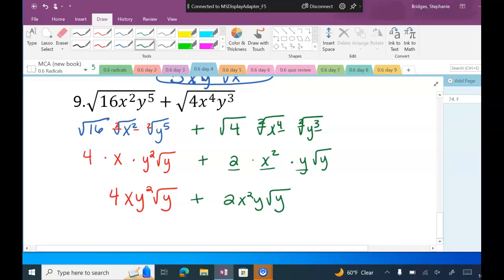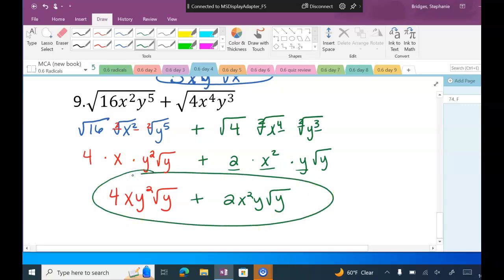So I'll have 4xy squared times the square root of y plus 2x squared y times the square root of y. Are all of my variables exactly the same with the same exponents? No. So can I actually add those together any further? No. So we just leave our answer like that. And just be real careful with the variables. Make sure they're the same before you start adding them together.